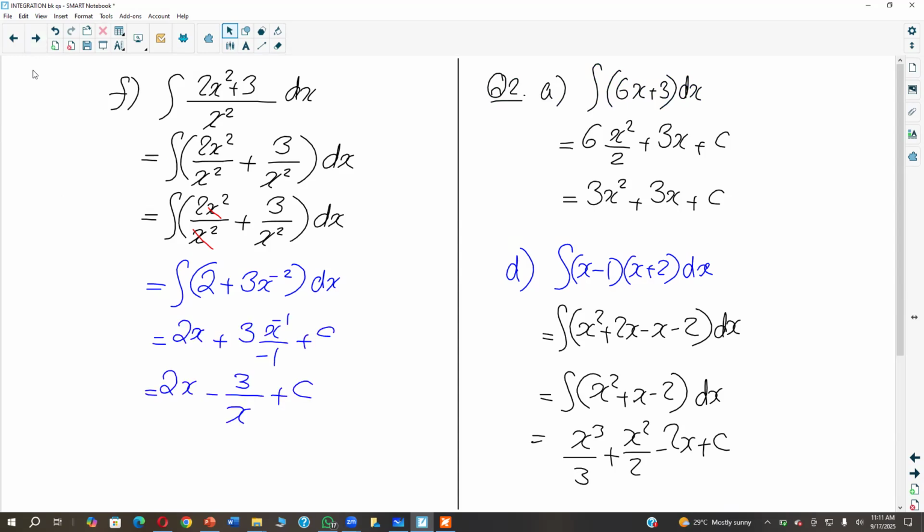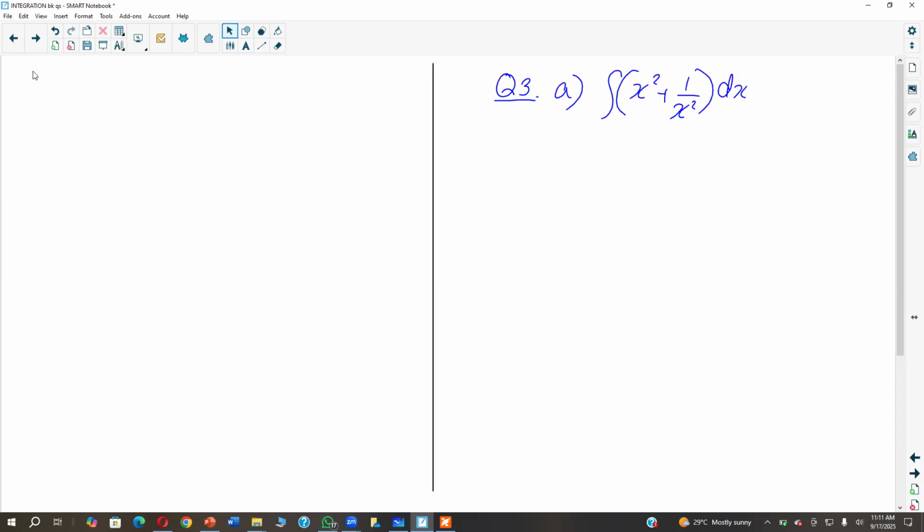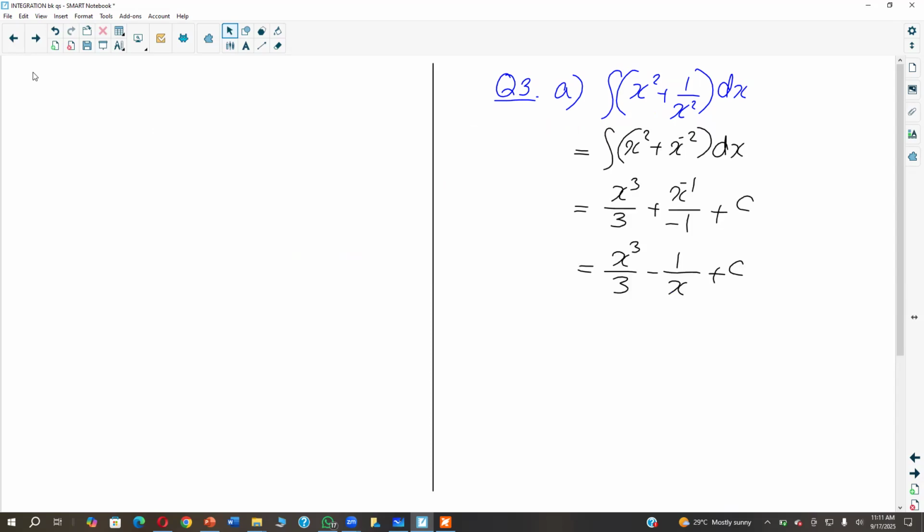2x minus 3 upon x plus c. There is no quotient rule or no product rule in integration. The people who are doing P3 also, so they know there is a concept of quotient rule or product rule. You have to open the brackets, you have to integrate every member separately, like here, integrate x square plus 1 upon x square. Now look at this, x cube upon 3 plus x power minus 1 upon minus 1.